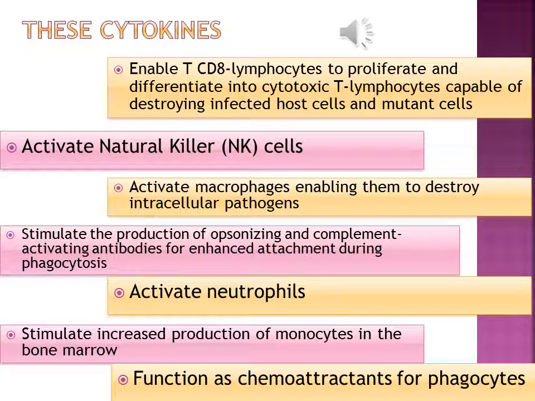They activate natural killer cells. They activate macrophages, enabling them to destroy intracellular pathogens. They stimulate the production of opsonizing and complement-activating antibodies for enhanced attachment during phagocytosis. They activate neutrophils, stimulate increased production of monocytes in the bone marrow, and function as chemoattractants for phagocytes.